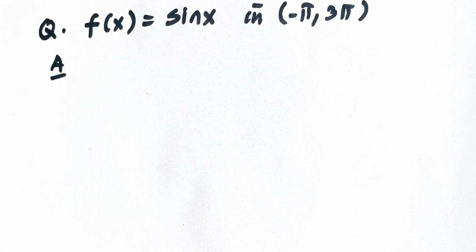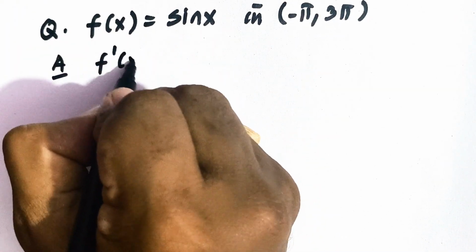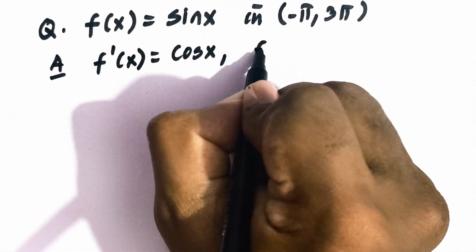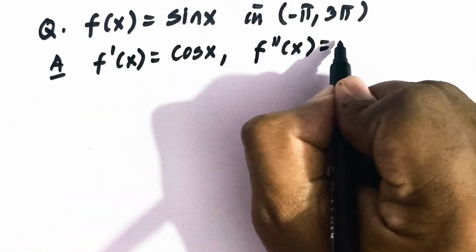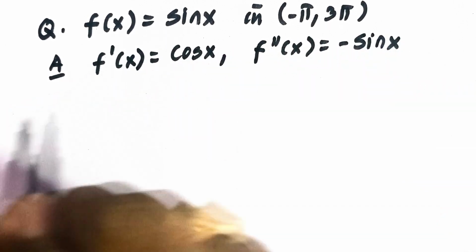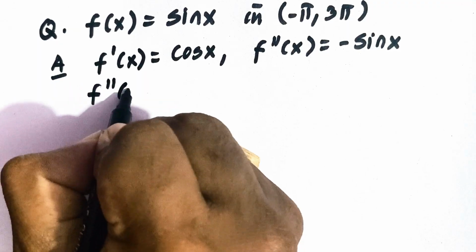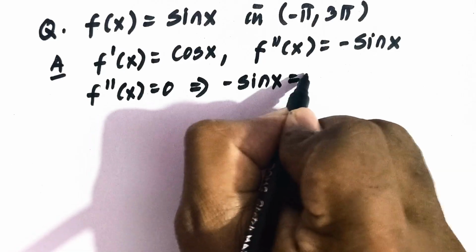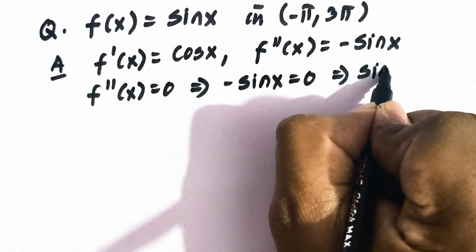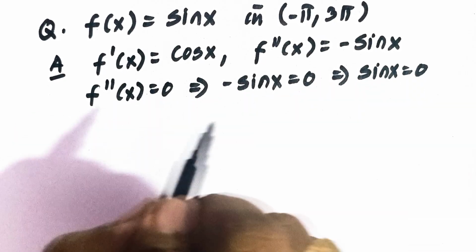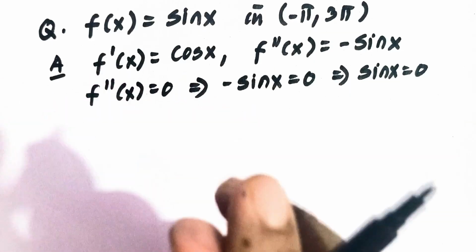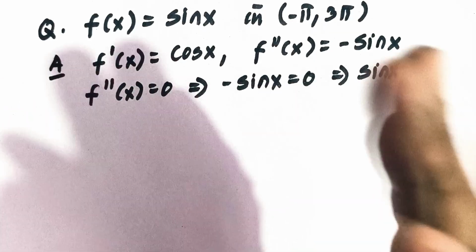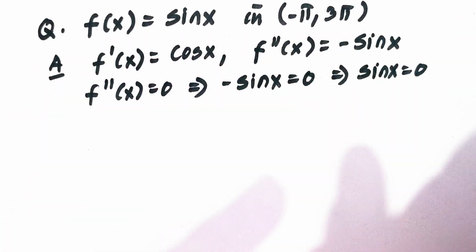Here, what is our first derivative? The derivative of sin x is cosine x. The derivative of cosine x is minus sin x. Now we will find where our double derivative is 0. Double derivative is minus sin x. 0 implies sin x is 0, and sin x becomes 0 at all integer multiples of pi. That means pi, 2 pi, 3 pi, 4 pi, minus 2 pi, minus 3 pi, and so on.